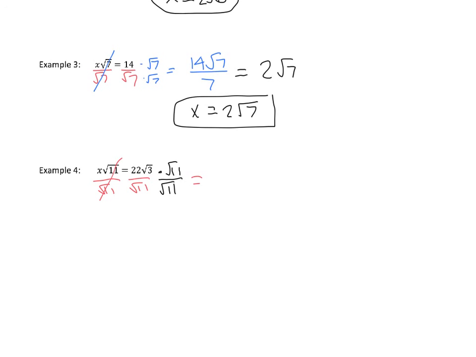So multiply across, we get 22 times square root of 33 over square root of 11 times square root of 11 is, yes, you said it, 11. Reduce, actually, yeah, that does reduce. 22 divided by 11 reduces to 2 square roots of 33. So x equals 2 square root of 33.